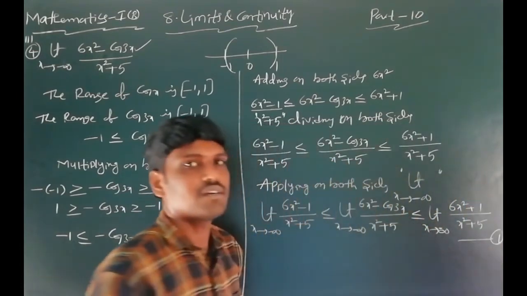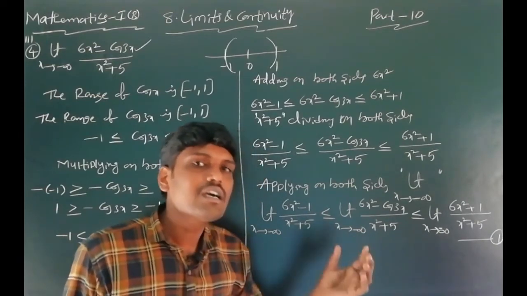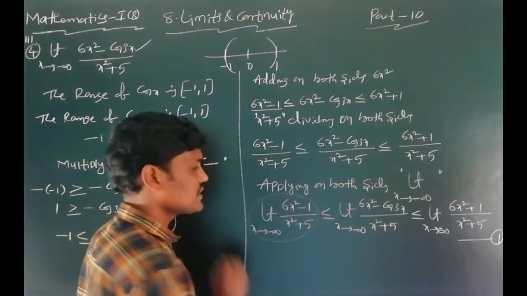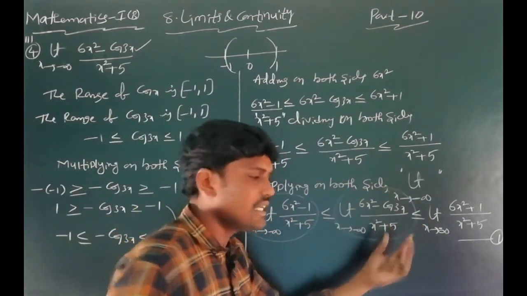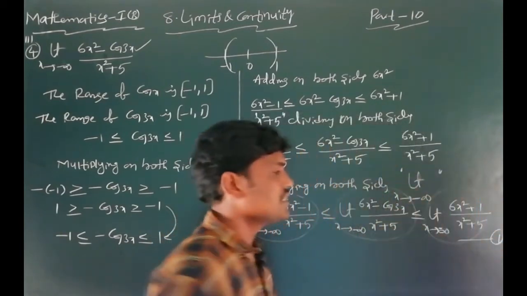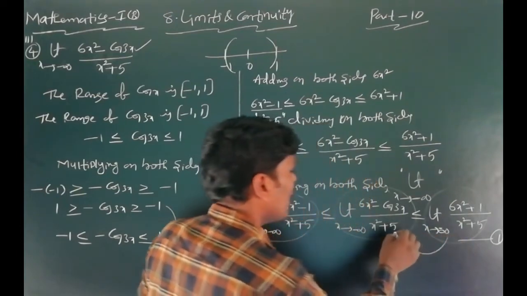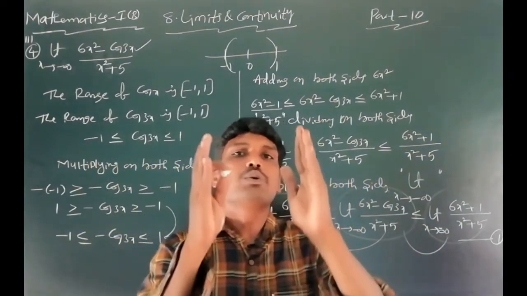Suppose this is equation number 1. Which equation is this? The sandwich equation: this total is f of x, less than this total g of x, less than this total h of x. Then if these two terms are equal, you can equal any two terms.